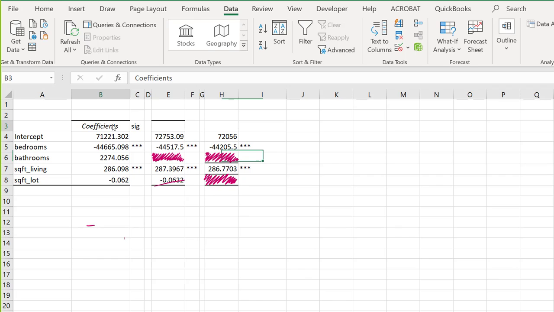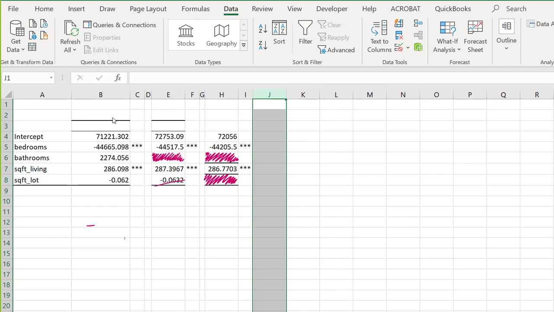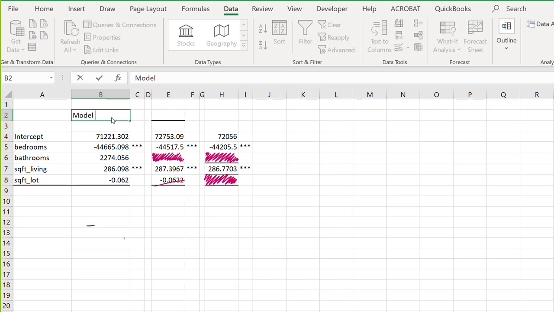And now I've done 3 separate models. This is model 1. This is model 2. This is model 3. And your researchers are going to turn around and ask the question, why did you throw out square foot lot? I thought square foot lot was a good explanatory variable. Well, square foot lot was not significant, so I threw it out.